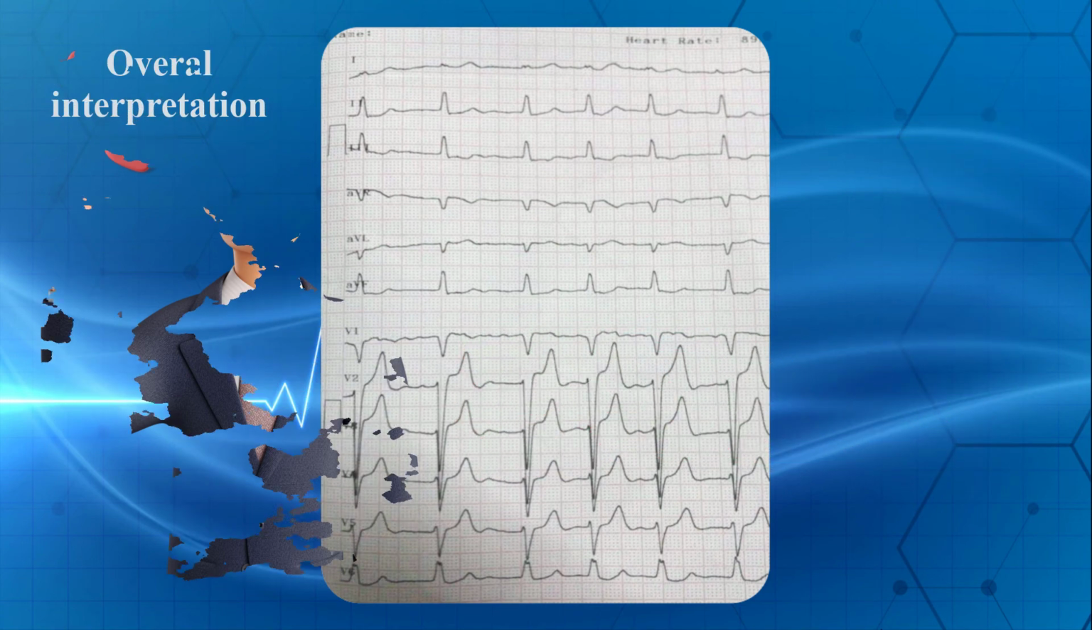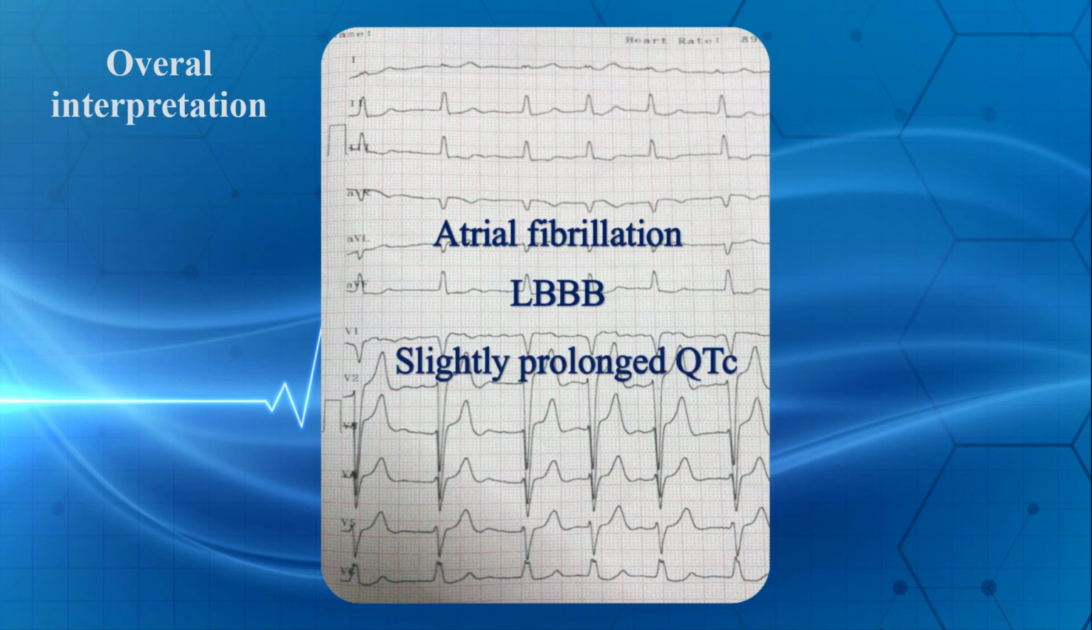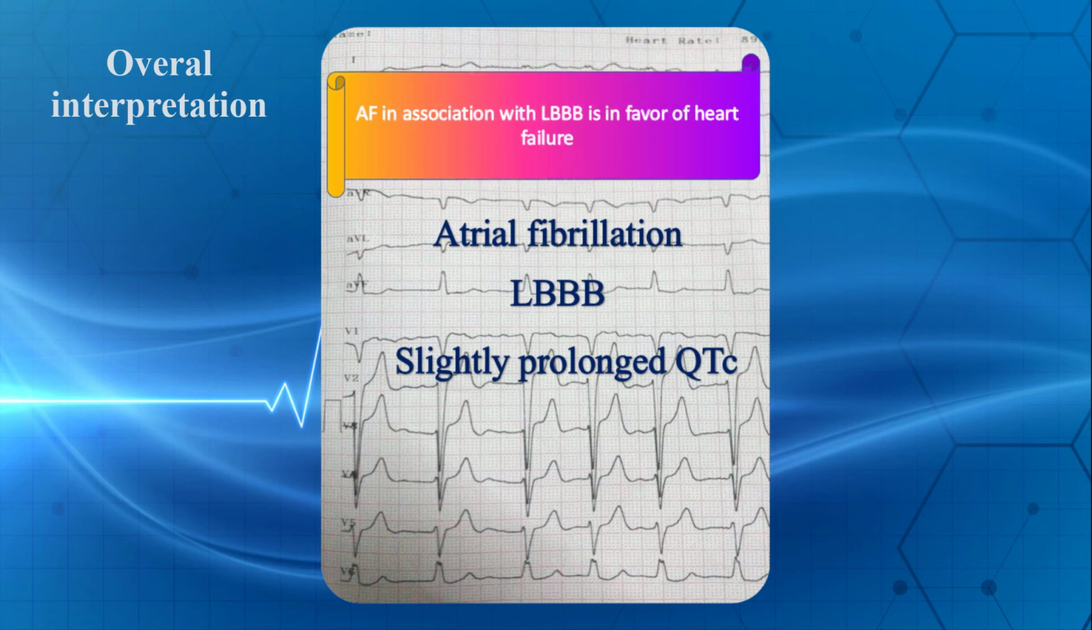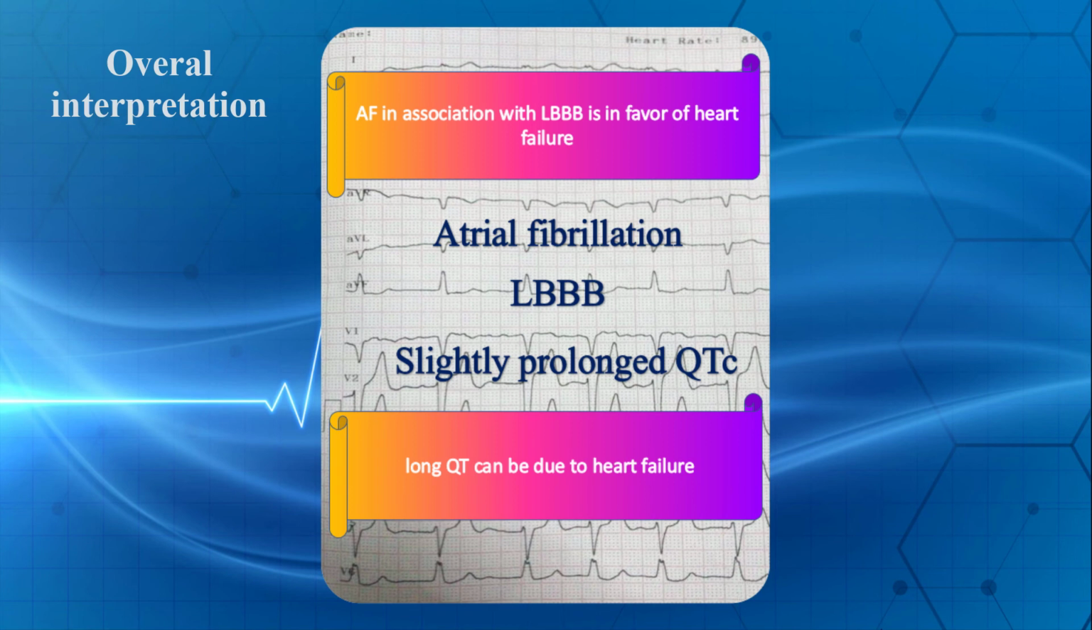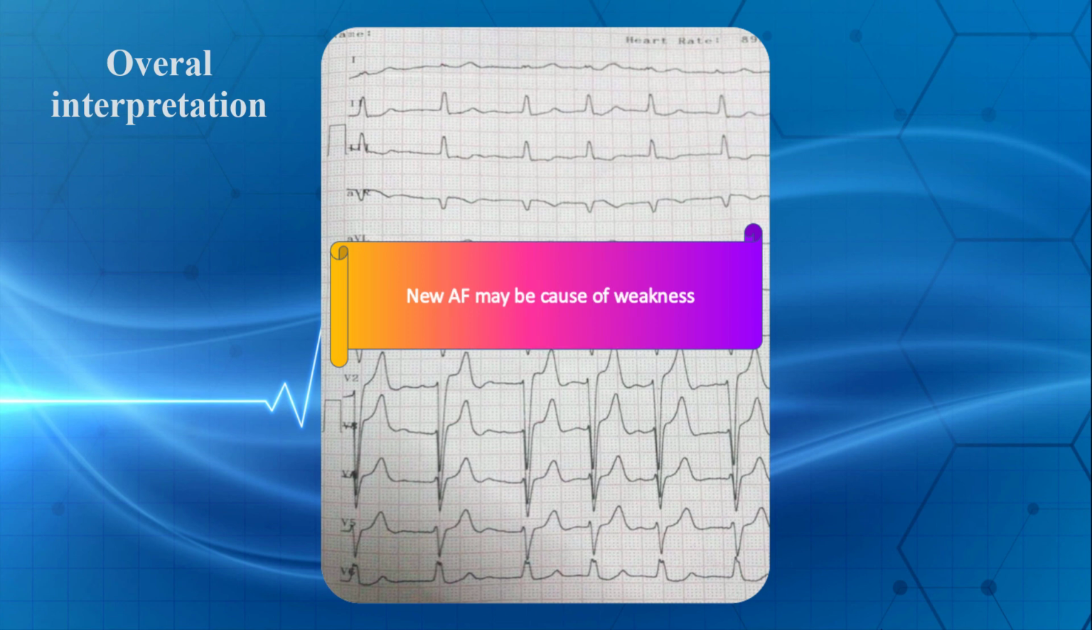To interpret our EKG properly, we must make a list of abnormal findings. In this strip, abnormal findings are: irregular rhythm due to atrial fibrillation, left bundle branch block, and slightly prolonged QT interval. Note that AF in association with LBBB is in favor of heart failure. Long QT can be due to heart failure too. So, according to electrocardiographic findings, our case is probably suffering from heart failure. On the other hand, new AF can be the cause of weakness.